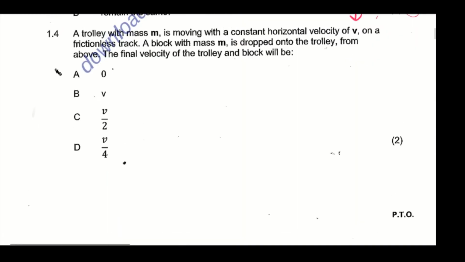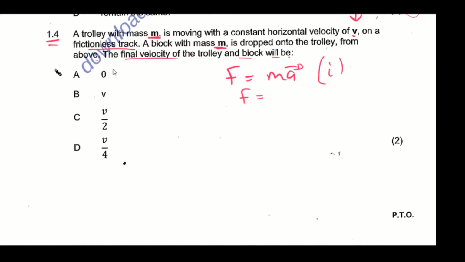Now we go to 1.4, which says that a trolley with a mass m is moving at a constant velocity v on a frictionless track. A block of mass m is dropped on the trolley from above. The final velocity of the trolley will be, so now you're having a situation where F is equal to ma, right? And this is the initial force of the trolley. So if it's traveling at constant speed, that means acceleration will be 0, right? So the force is going to be 0 newtons, right?